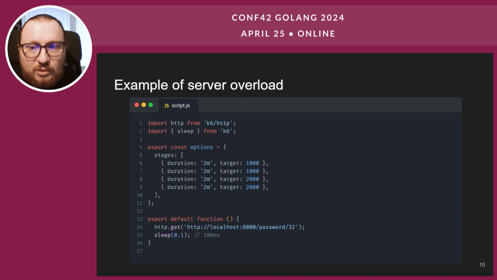In stage 1, we gradually increase the number of virtual users from 0 to 1000 over 2 minutes. And then in stage 2, we keep the number of users at 1000 for another 2 minutes. In stage 3, we ramp up to 2000 virtual users over 2 minutes. And finally, in stage 4, we keep the number of users at 2000 for another 2 minutes.